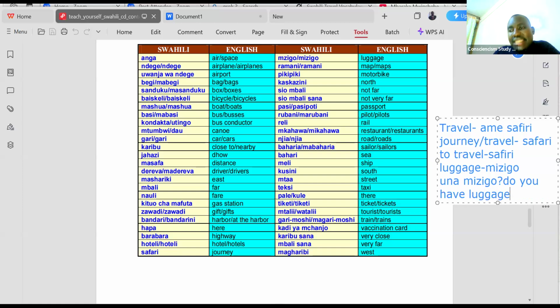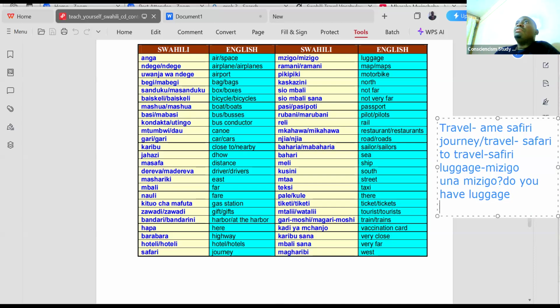That's the word una mizigo. Now, once we know the vocabularies for traveling and we know the vocabulary for luggage, the next thing we need to know is the mode of traveling.